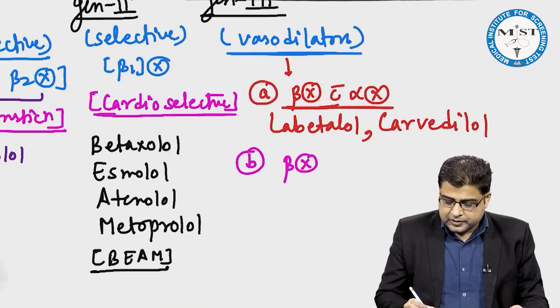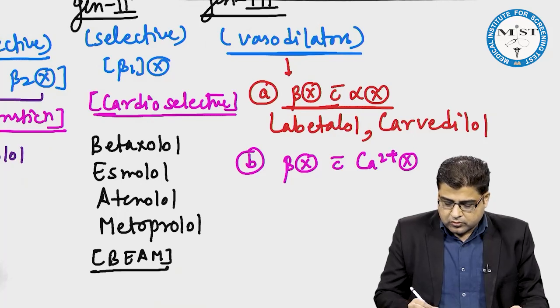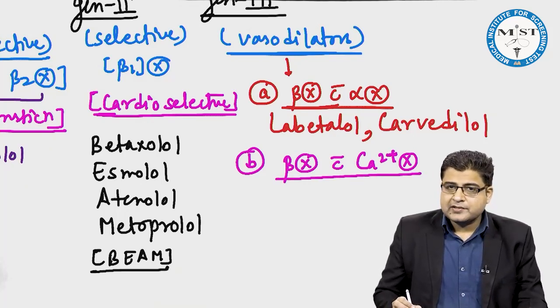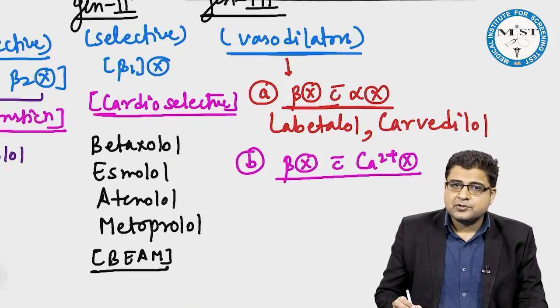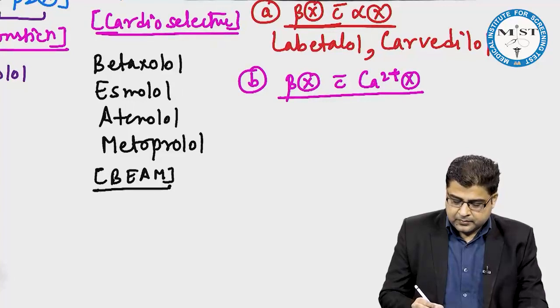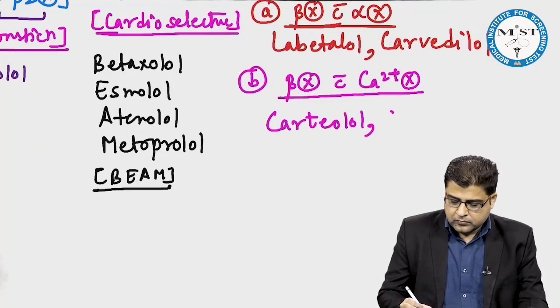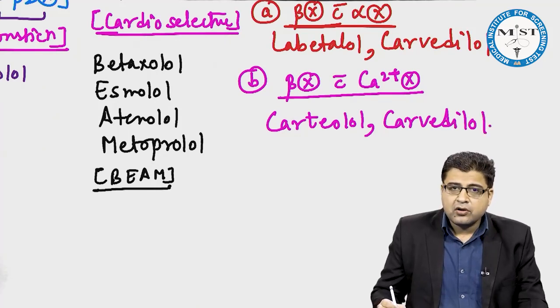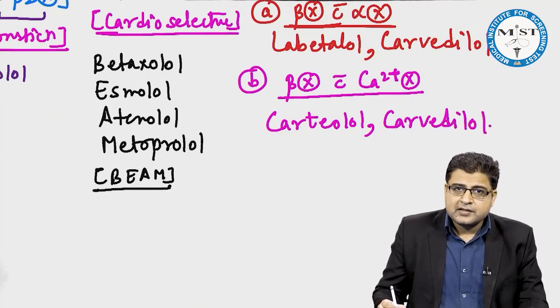Now apart from this, there is also one more group. Medicines which are beta blockers and also have calcium channel blocking property. And by blocking these calcium channels, medicines can cause vasodilation. Examples of these medicines are cartelolol and carvedilol. Both medicines start with the alphabets C and A, that is calcium.